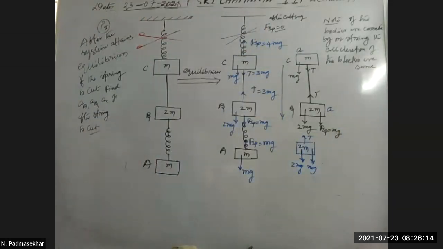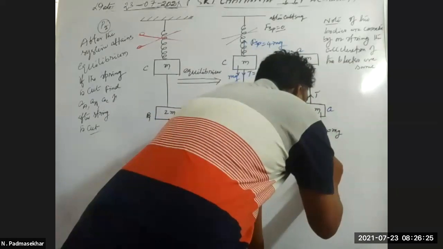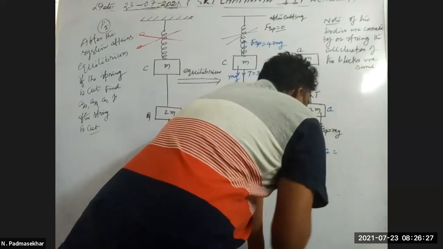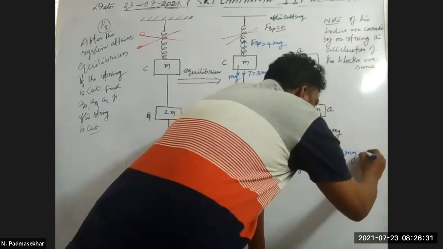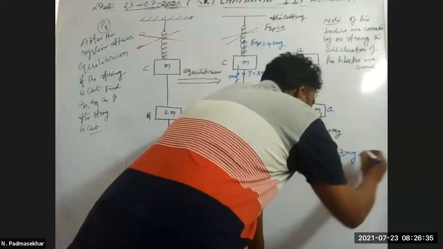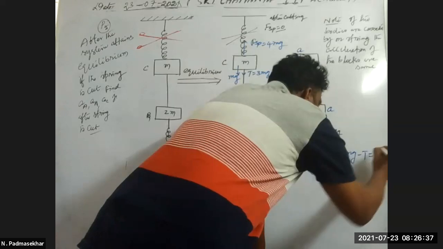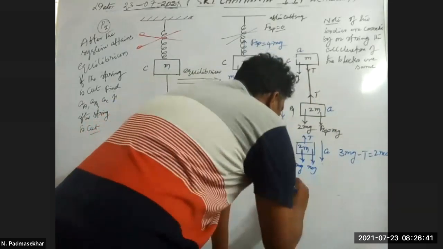Tension is there. So this is, what is it? It is coming down with an acceleration g. This is 3mg minus T is equal to 2ma. 3mg minus T is equal to 2m.